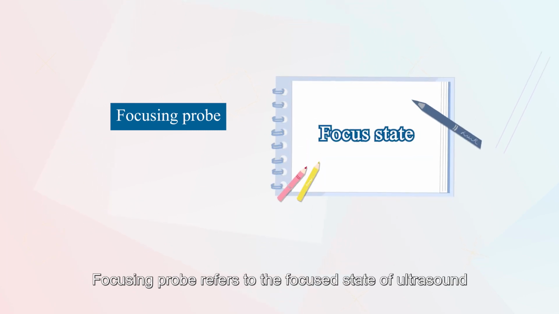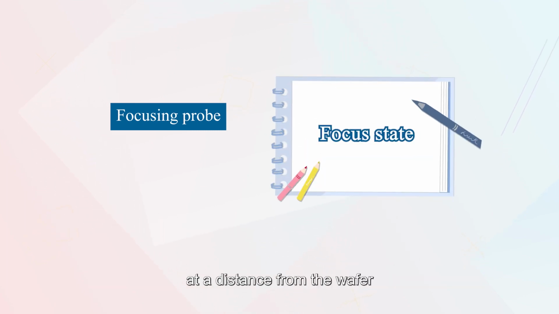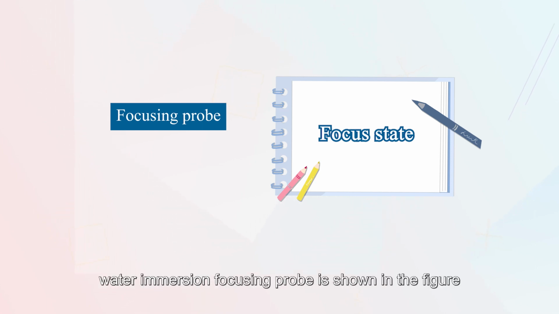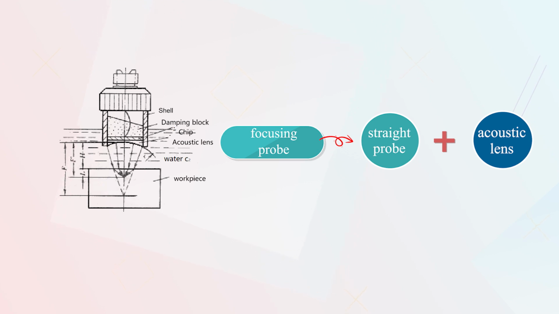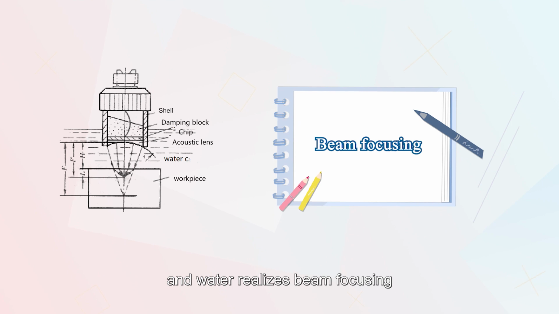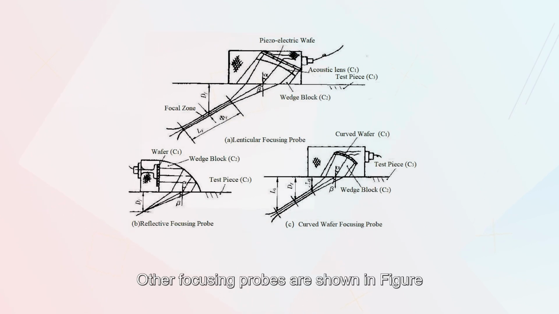4. Focusing probe. A focusing probe refers to a probe in which the ultrasound is focused at a certain distance from the wafer. The commonly used wafer immersion focusing probe is shown in the figure. As can be seen from the figure, the focusing probe can be regarded as consisting of a straight probe and an acoustic lens. According to Snell's law, it is not difficult to find that the combination of the acoustic lens and water realizes beam focusing. Other focusing probes are shown in the figure.